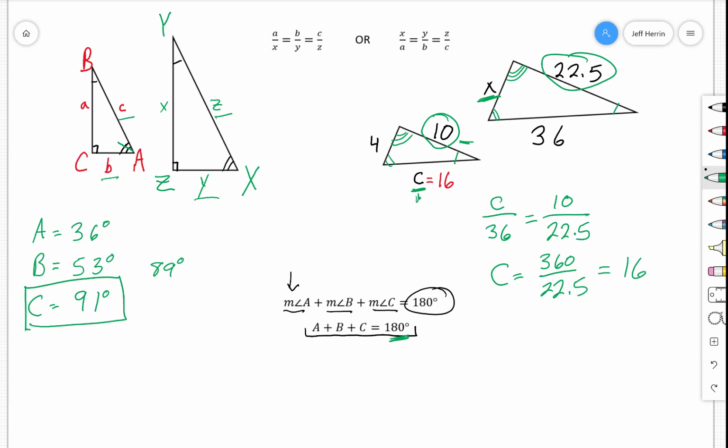We'll look at x over its corresponding side, so the corresponding side would be 4, equals, and again we're going to look at the 22.5 and the 10. In this case x is from the big triangle, so I'm going to use the number from the big triangle, 22.5, and then the 4 is from the small triangle, so I'm going to put the 10 down in the bottom. And now if I multiply both sides by 4, I get x equals 90 over 10, which I don't even have to use my calculator for. That's 9.